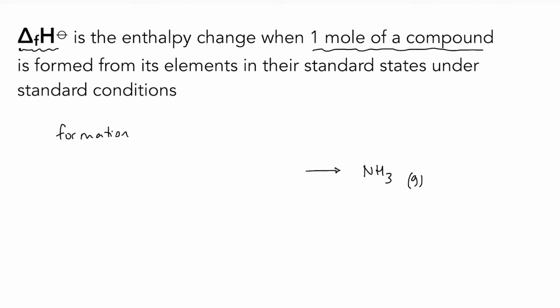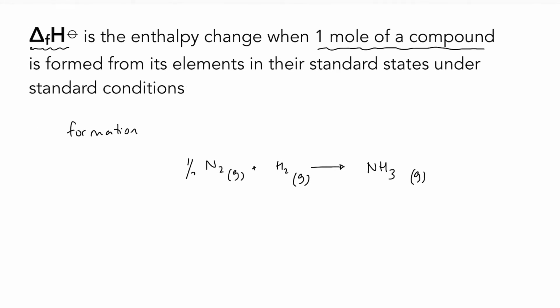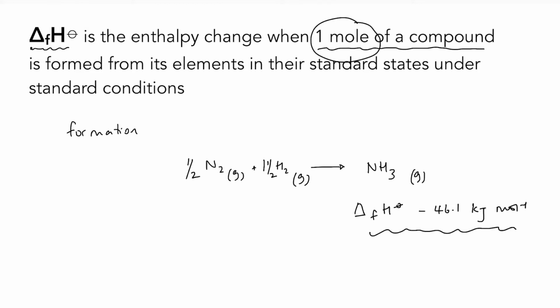So to make ammonia from the elements in their standard states, I would need nitrogen gas and hydrogen gas. I only need 1 nitrogen, so that's going to be half N2. And I need 3 hydrogen atoms, so that's going to be 1.5 H2. So we need to be very clear here. The enthalpy change of formation for this is minus 46.1 kilojoules per mole. And once again, this value is associated with 1 mole of ammonia. If I'm making 2 moles of ammonia, the enthalpy change would be minus 92.2 kilojoules.